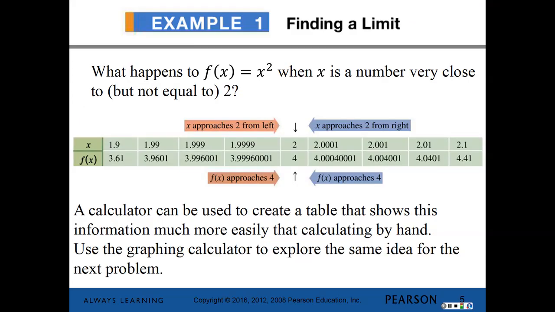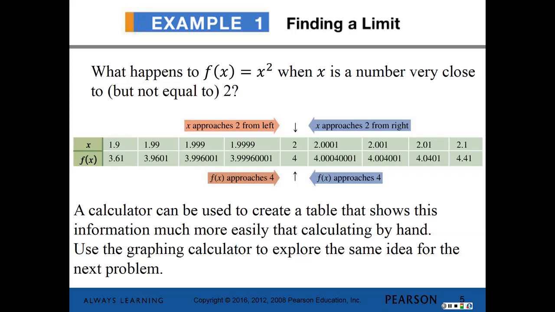So this is our first example, and this is in your notes. What happens to f of x equals x squared when x is a number very close to, but not equal to, 2? Close to, but not equal to.